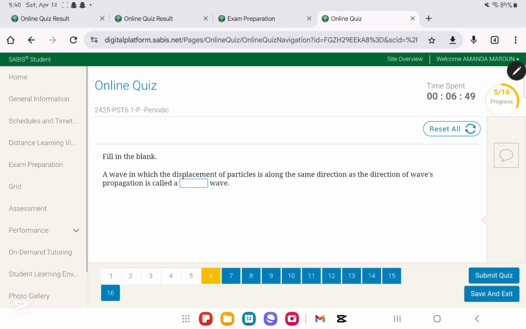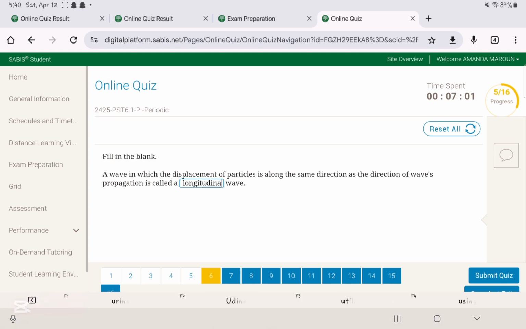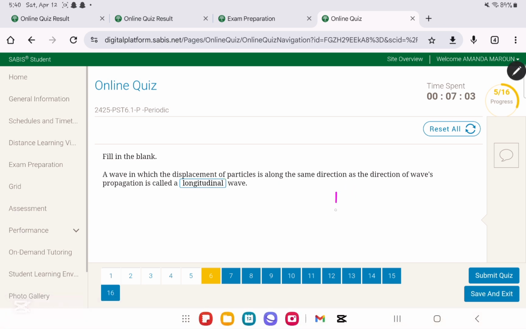We move on to question number 6. A wave in which displacement of particles is along the same direction of the wave's propagation is called a longitudinal wave. Whereas if we are dealing with a transverse wave, then the object will be moving perpendicular. So an example of a transverse wave would be what? It would be a rope.